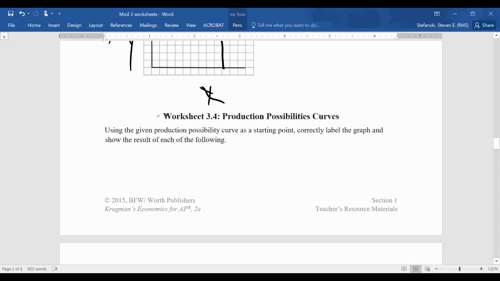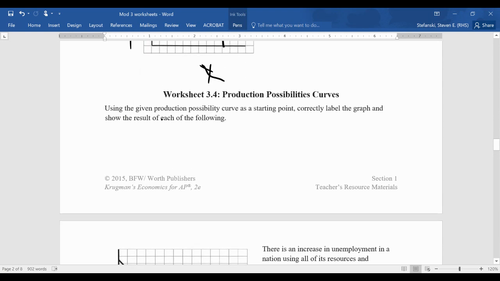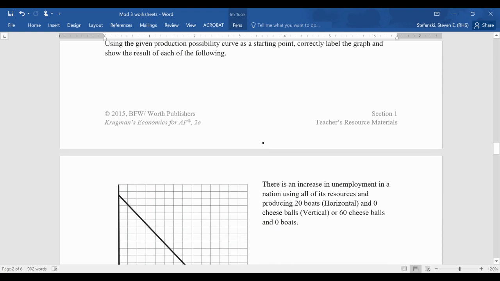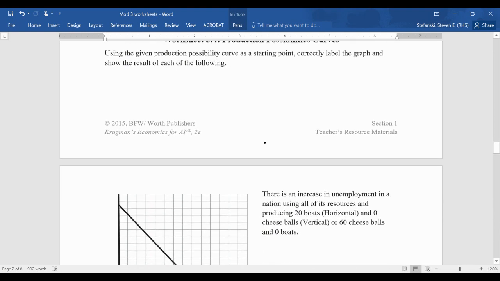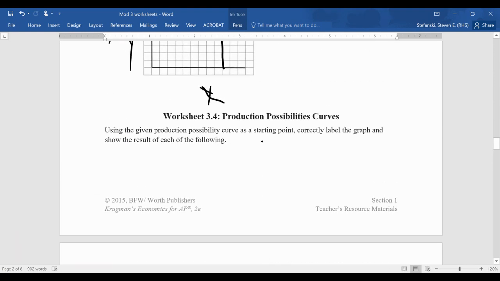exercise or page 3.3. So let's take a look at now 3.4. I don't know why that's up there, but 3.4 says using a given production possibility curve as a starting point, correctly label and graph the results. Label and graph the results for that. So let's take a look here. Right, 3.4, that's what we're doing.